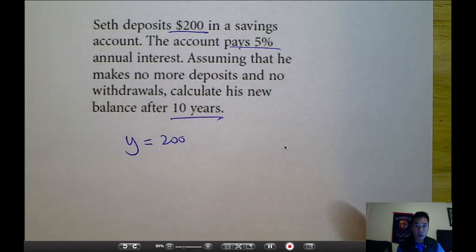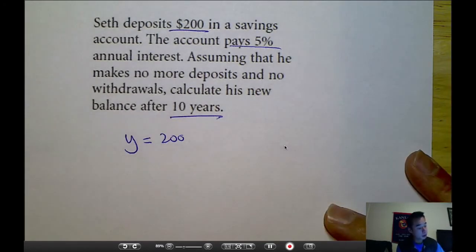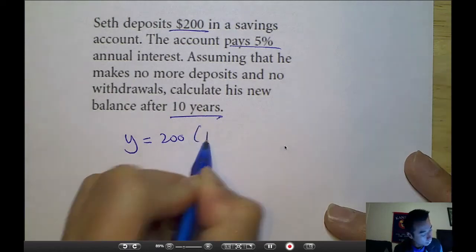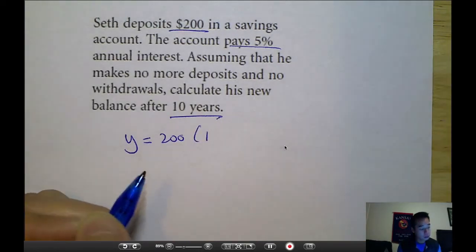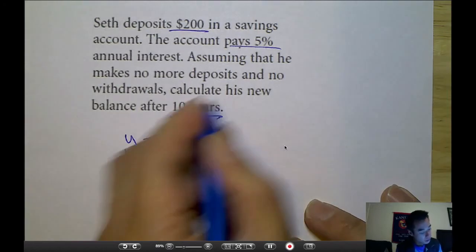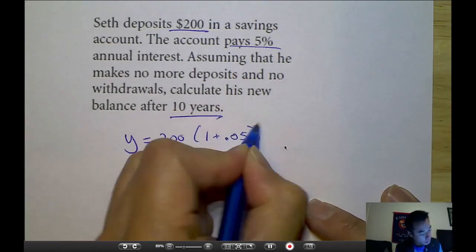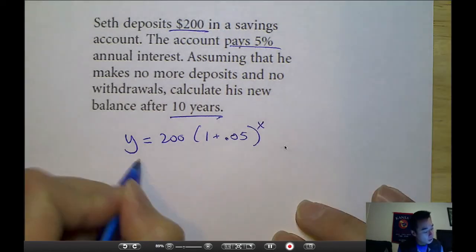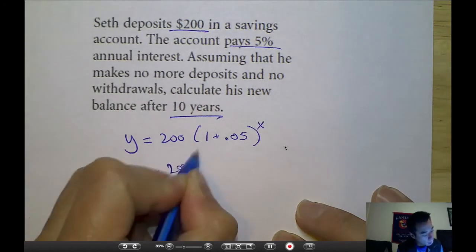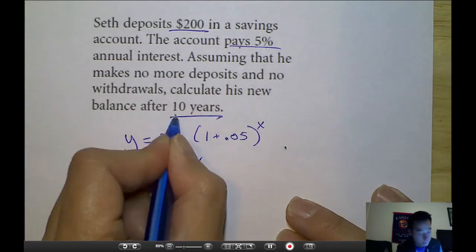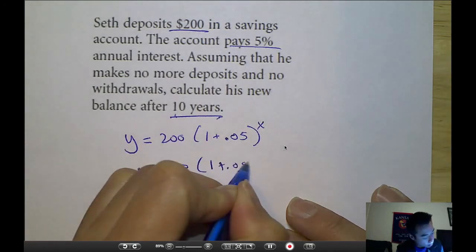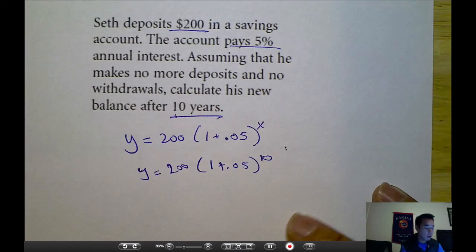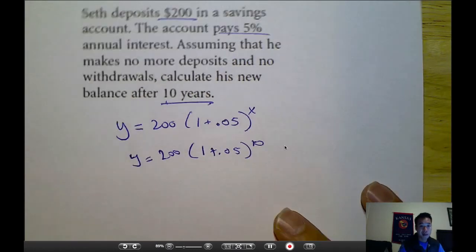200 is my initial value. It's how much I walk up to the counter and put into my account. I know that I'm going to have 100% of that $200, so that'll be 1 plus 5%, which is 0.05, to the power of x. This would be going from a formula to an equation, a mathematical model that models Seth's relationship with how much money he puts in and how much he gets back. So all I have to do is replace x with how much time has passed, and we're assuming it's 10 years like it says here. So it's going to be 1 plus 0.05 to the power of 10, and then there's not much after that.